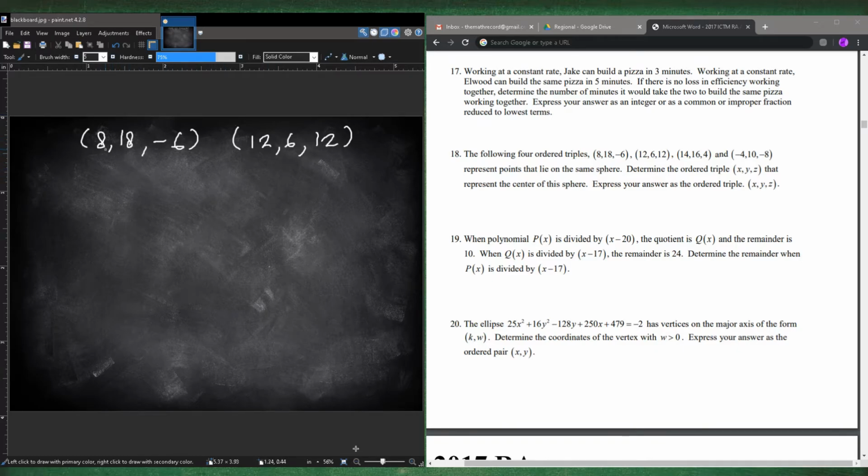So you're going to have each of the coordinates subtract each other. You have 8 minus 12, that's -4, and then you multiply that by 2, so that's -8, and then you put an a in front of it. Plus 18 minus 6, that's 12. 12 times 2 is 24. You multiply whatever you subtract by 2, and this time you put a b. And then -6 minus 12, that's -18, multiplied by 2, -36. Then put a c.